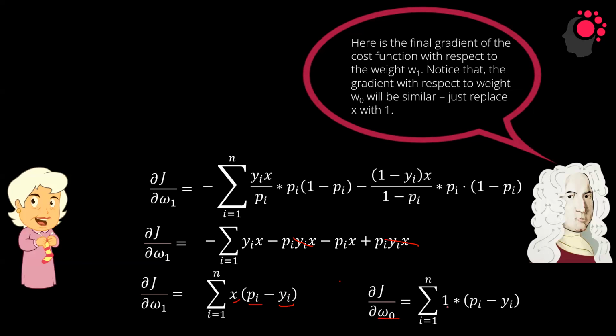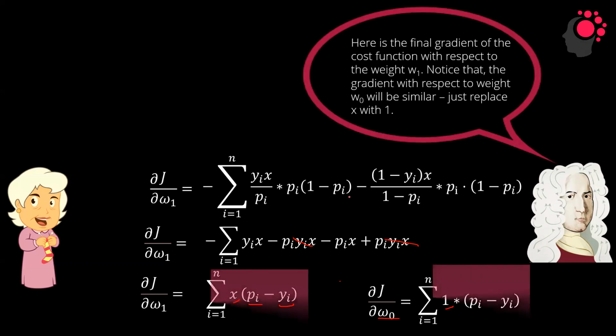The only difference is, instead of dou Z by dou W1, where we got x earlier for the third component, if you do it with respect to W0, the constant will be 1. Right? Just mathematical arrangement. That's it. Nothing much, nothing less. And this is how we got the gradients.